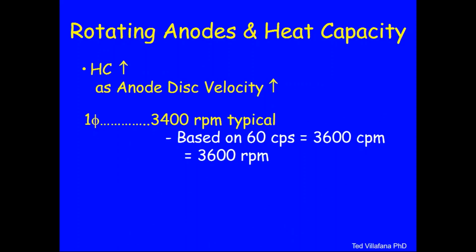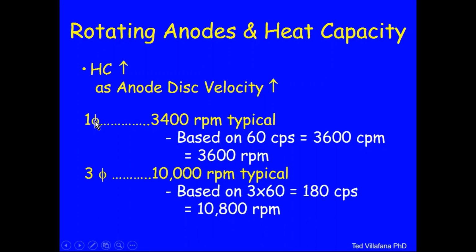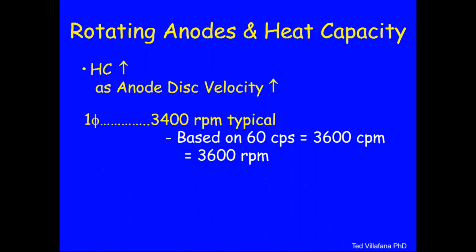The standard velocity is based on 60 cycles per second. That's your normal frequency coming in from the line. 60 cycles per second is 3,600 cycles per minute. And every cycle corresponds to an RPM. So normally you would have 3,600 RPM, rotations per minute. And this is what we call the standard single phase. That's what you get right out of the line. But there's always some slippage, so usually those are specified at 3,400 RPM instead of the full 3,600.